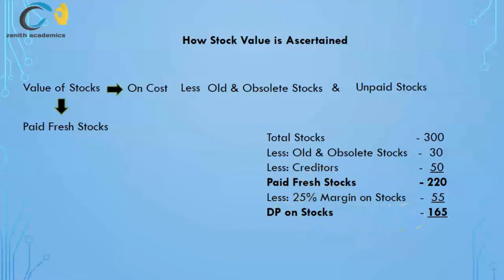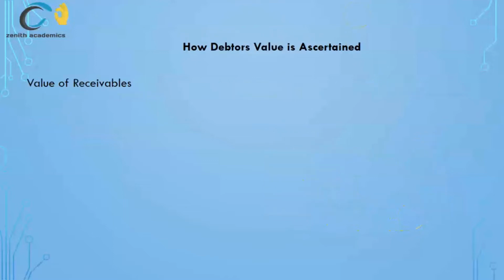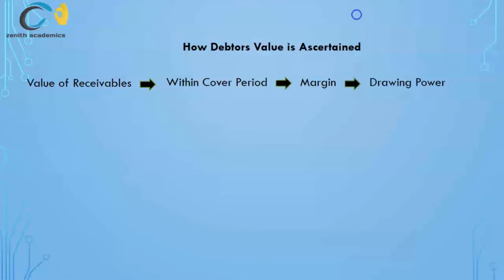Now let's understand how the value of receivables or the debtors are ascertained. The receivables are valued at invoice price, which are within the cover period. Here the bank segregates the invoices which are within the cover period and also those which are beyond the cover period. Then the bank selects the invoices which are within the cover period and applies the margin for the calculation of the drawing power as usual. Normally, bank prescribes a higher margin for the receivables, say at 40 or 50%.